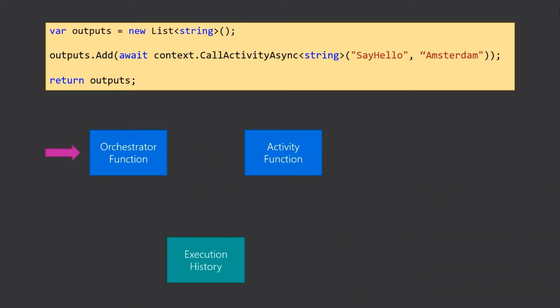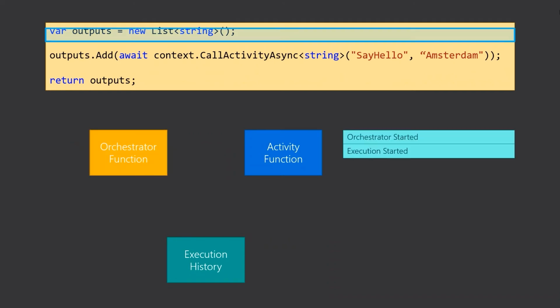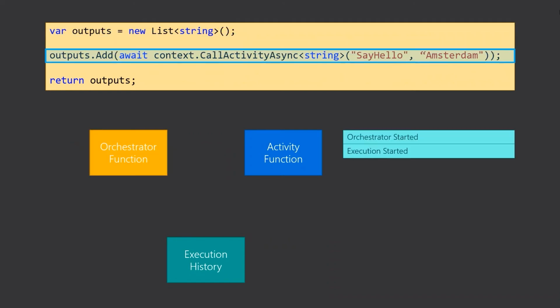So we're going to have a table of execution history on the right showing up in a few seconds. Once the function starts, it's going to start at the top of the list and it's going to start logging even before the execution starts. Orchestrator started, execution started. So we know the orchestrator and the execution just started. It's going to start running the code and it's going to get to the second line. It's going to have to await a call activity async, say hello.